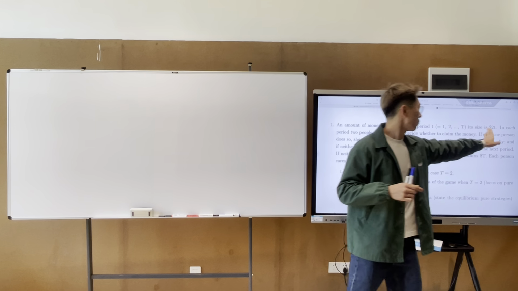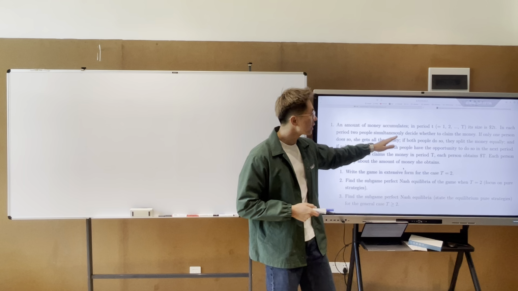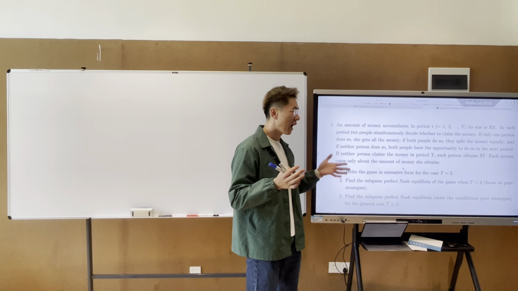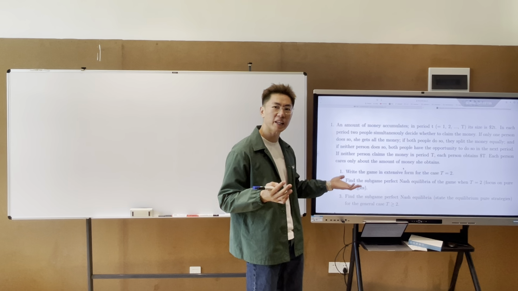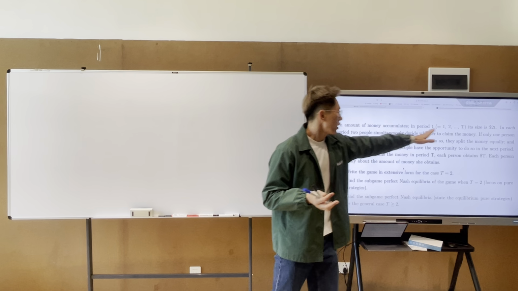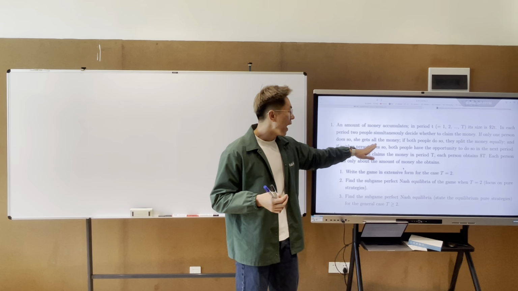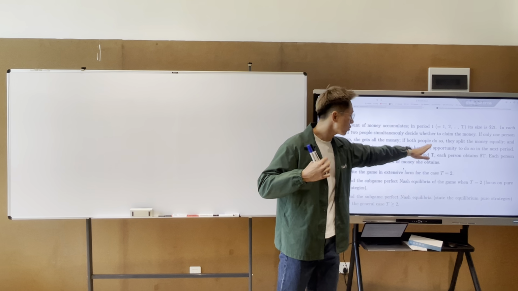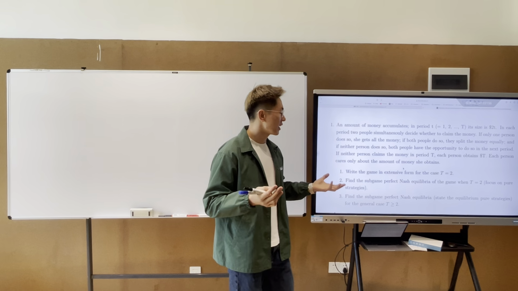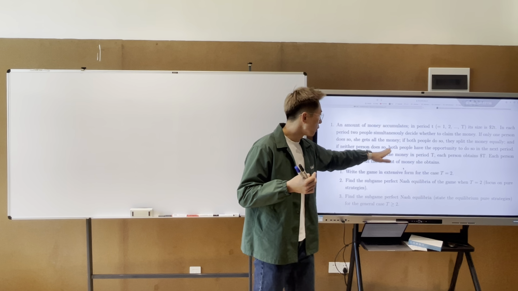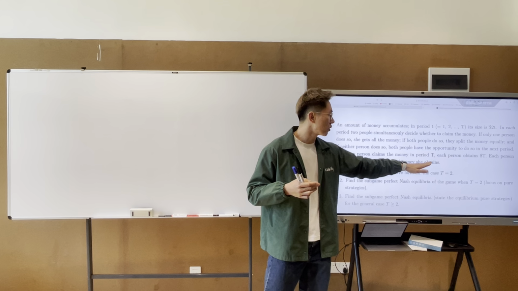And in each period, 2 people simultaneously decide whether to claim the money. Okay, so we have 2 players, and they will decide whether they will claim the money or not. If only one person does so, she gets all the money. And if both people do so, they split the money equally. And if neither person does so, both people have the opportunity to do so in the next period.